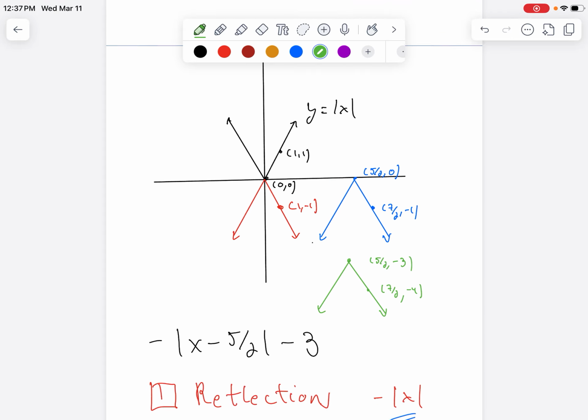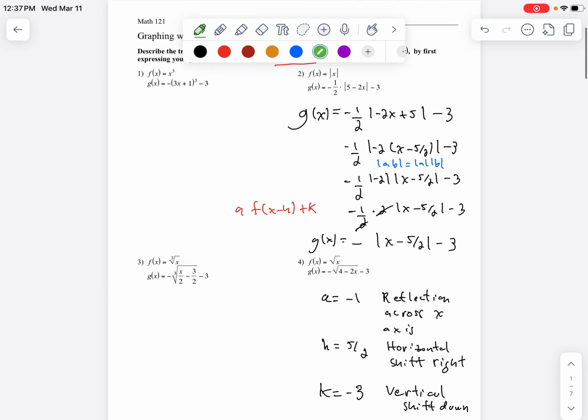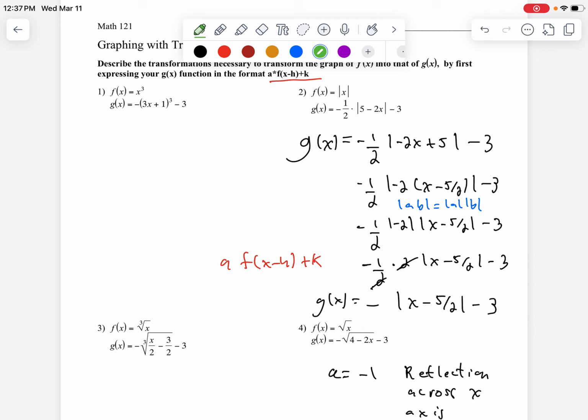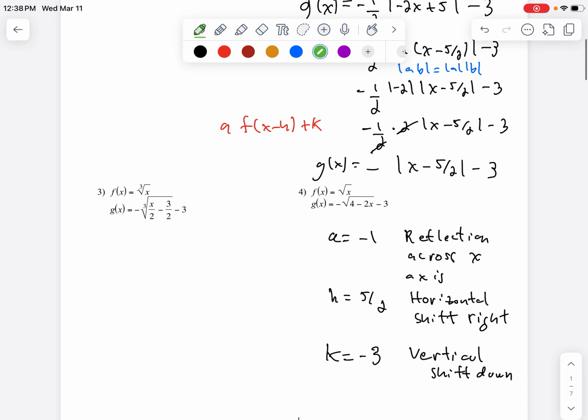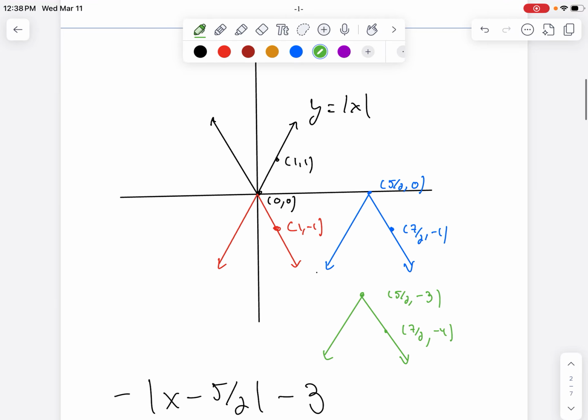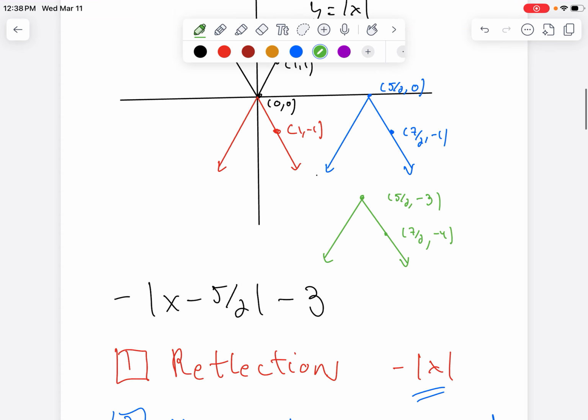So again, just to reiterate what we did, we rewrote the function in the form a times f of x minus h plus k. Your goal is to isolate the x, have it with a coefficient of 1, pull out any numbers on the outside, and then identify your transformations like we did. Then we went on to the graphing, one transformation at a time, starting from the parent graph, absolute value of x. We reflected it first, that was in red, then we moved it to the right 5 halves units, and then down 3, and that would be your final answer.